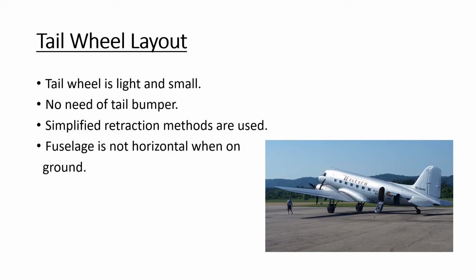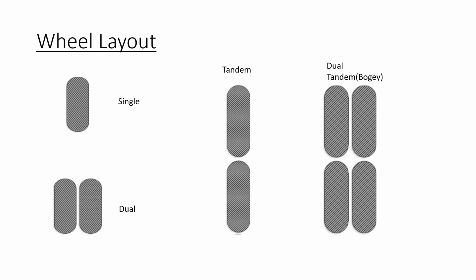The tailwheel layout is the opposite of the tricycle layout. It is light and small compared to the other ones, and there is no need for a tail bumper in this type of layout. Retraction methods are also simplified and not too complex. And as it is the opposite of the tricycle layout, the fuselage is not horizontal in this type of aircraft when it is on the ground.